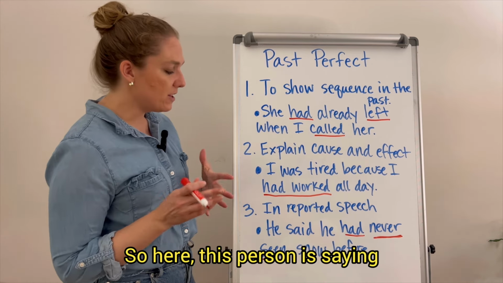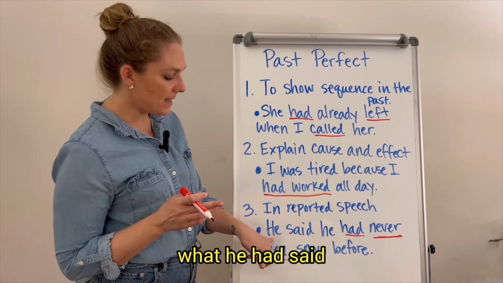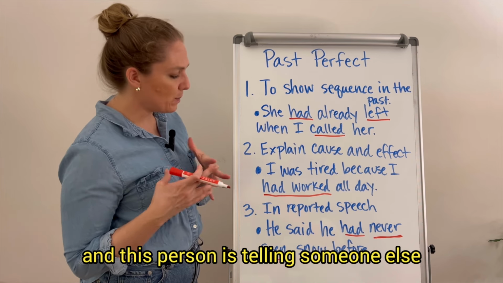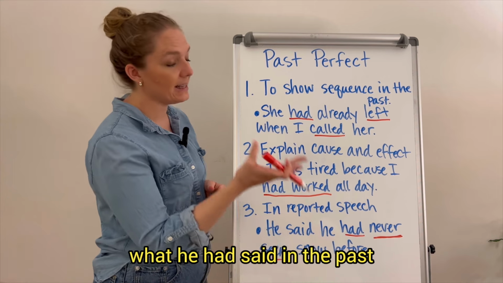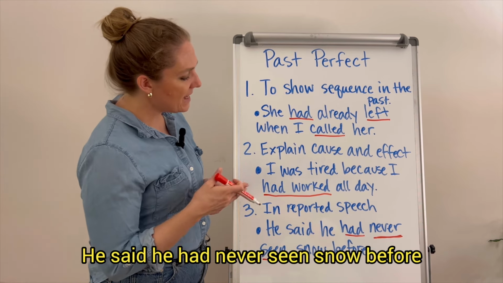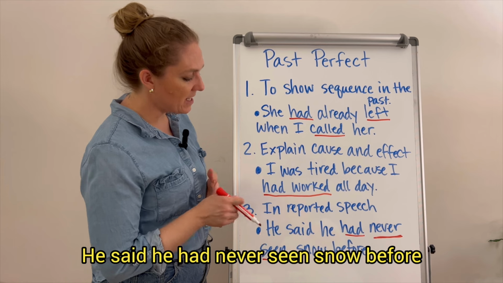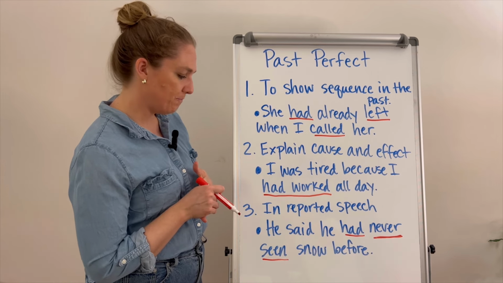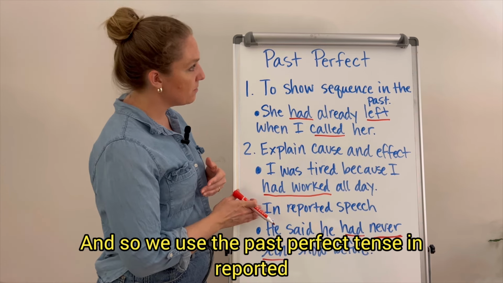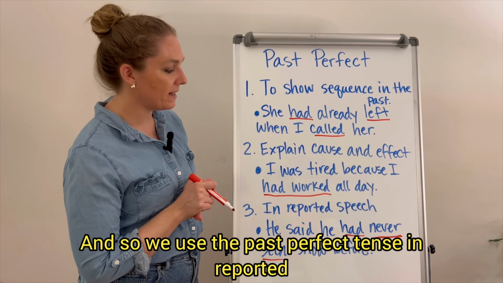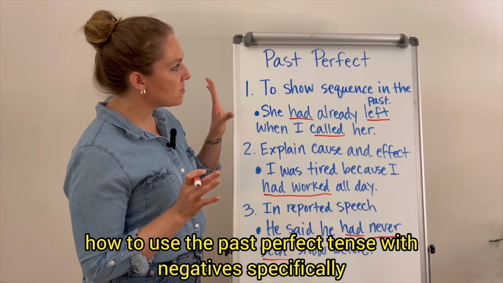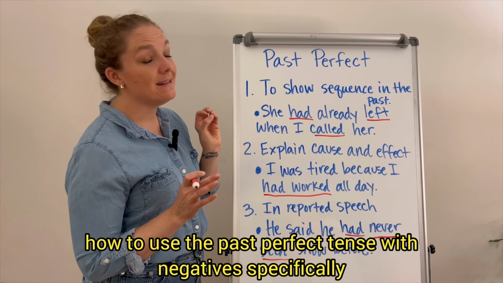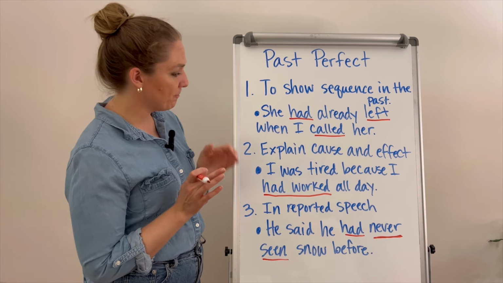So here, this person is saying what he had said, and this person is telling someone else what he had said in the past. He said he had never seen snow before. And so we use the past perfect tense in reported speech as well. So now let's look at how to use the past perfect tense with negatives specifically.